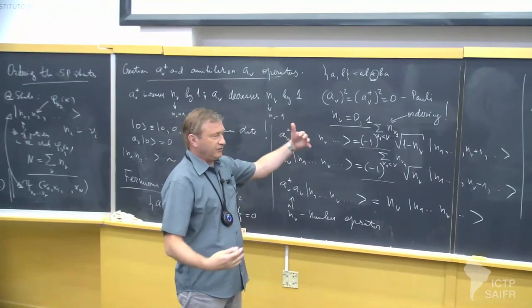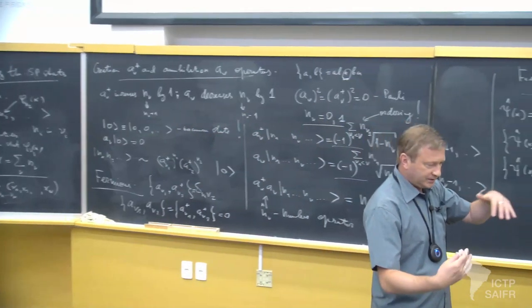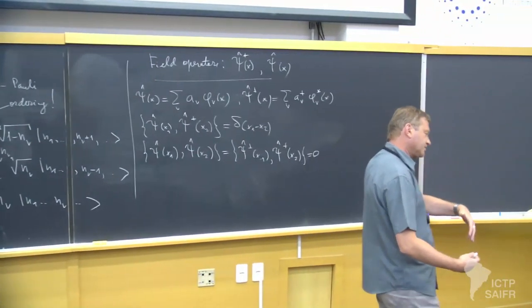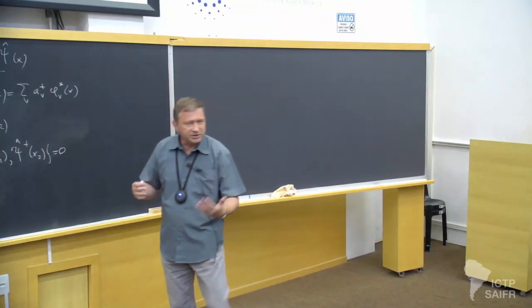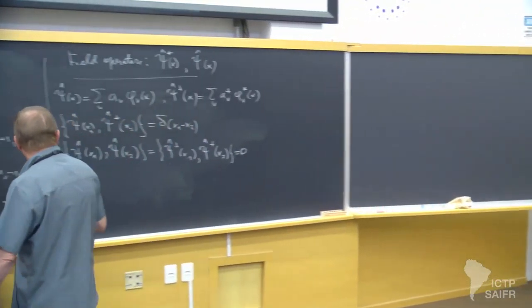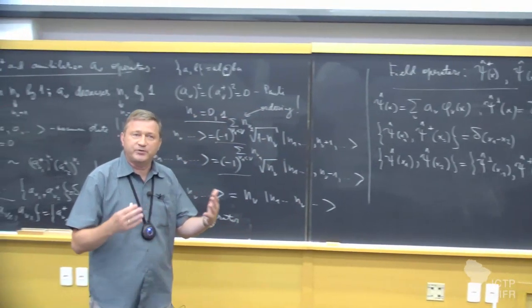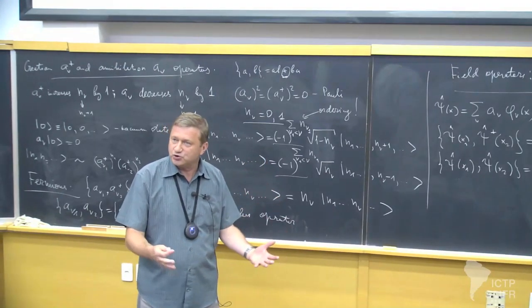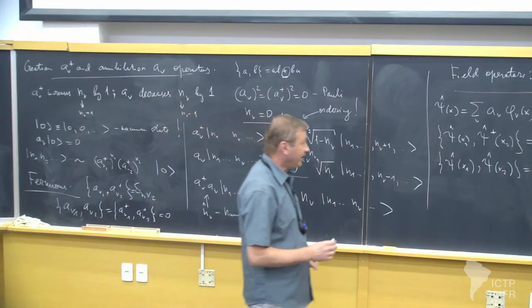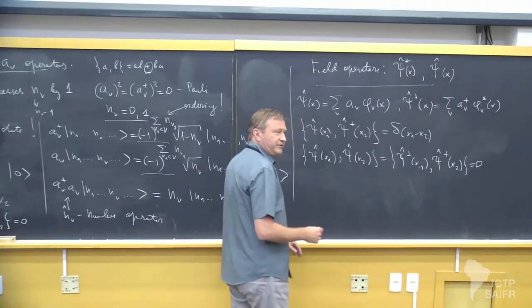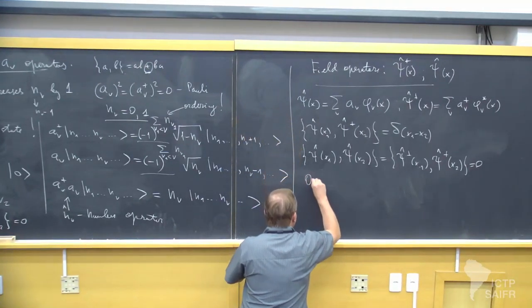So this is the link between the two spaces: coordinate space with wave functions, and these operators in occupation number space, in a Fock space. So how can we now rewrite the operators we're used to into this strange language? Let me start with one-particle operators.